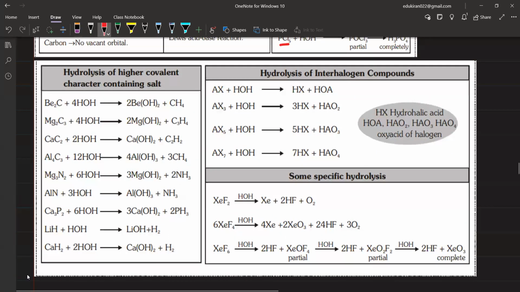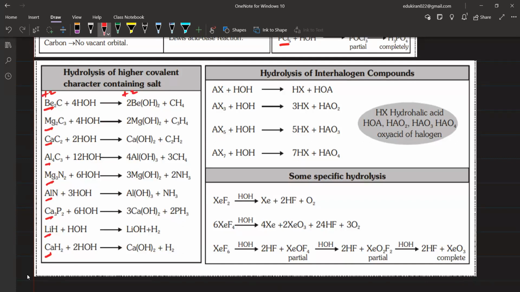Okay. Next, please see hydrolysis of higher covalent character containing molecules. In सब में भी आपको देखिएगा, it is again very easy. You have beryllium, you have magnesium, you have calcium, you have aluminium, lithium, and calcium. ठीक है? In all of these cases, what is happening? If you add water, तो beryllium में क्या हो रहा है? Beryllium is getting converted to Be(OH)2. यहाँ पे +2 था, यहाँ पे भी +2. ठीक है? So in these cases, it is very easy.